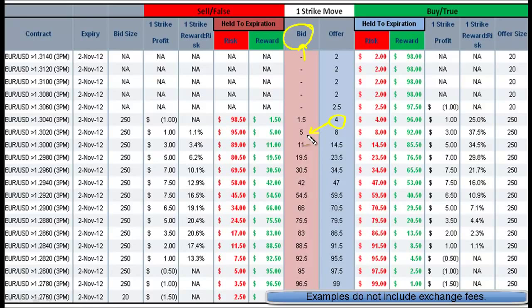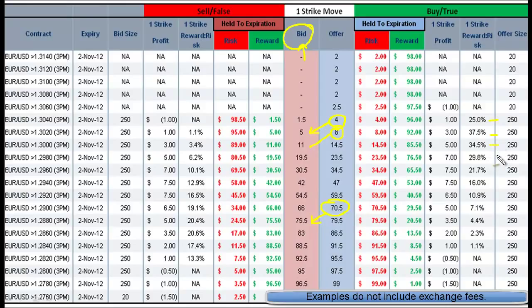Again, this is absent of time in all these examples. I'd buy it at 4, be able to sell it at 5. If I bought this binary, I'd be able to buy it at 8 and sell it at 11. If I went in and bought this binary, I'd be able to buy it at $70.50 and sell it at $70.55. And this is important because by looking at this, you can actually find which binary has the best reward to risk ratio. I can see that this one gives 25, this one gives 37.5, this one gives 34.5.